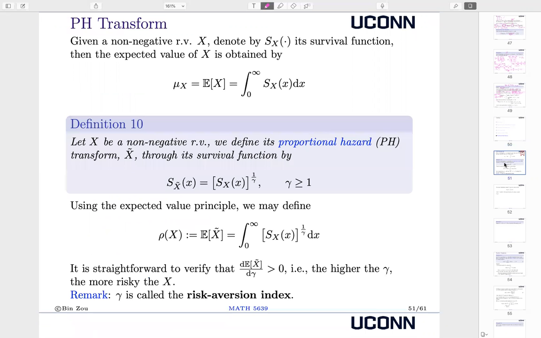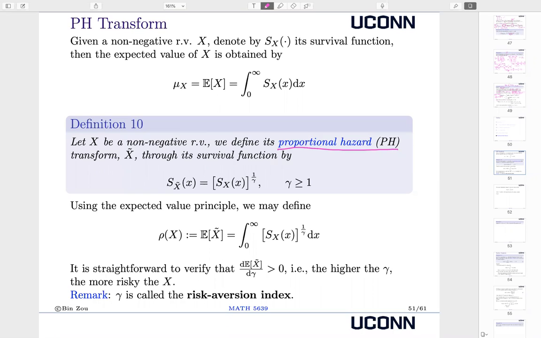In this short video, we're going to focus on the first one. It's called the PH transform. PH stands for proportional hazard. So here we can see what PH means.